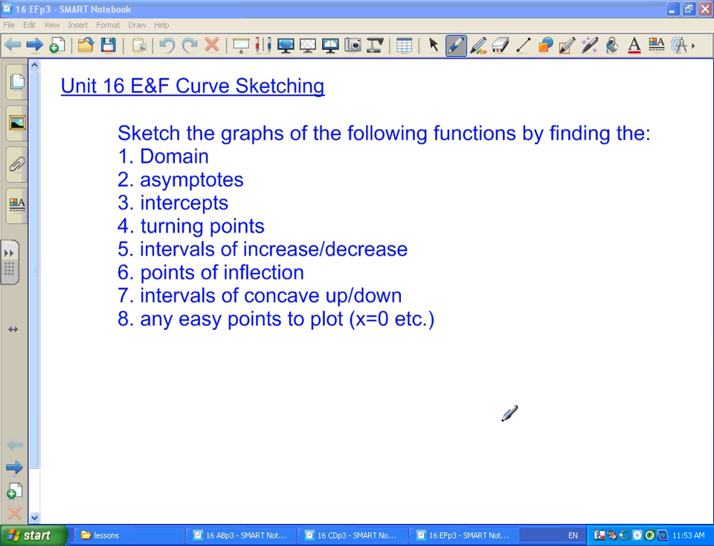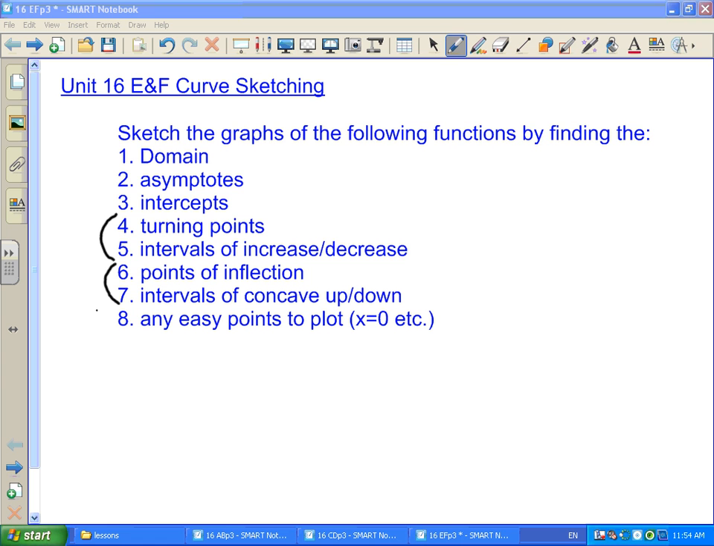Find the domain, find the asymptotes, find the intercepts, find the turning points, find the intervals of increase and decrease. You're probably going to do these two at the same time because you can use your interval table to check for local maximum and minimum. Then find the points of inflection and the intervals of concavity. Again, you do those at the same time because you can use that interval table to check if you actually have a point of inflection.